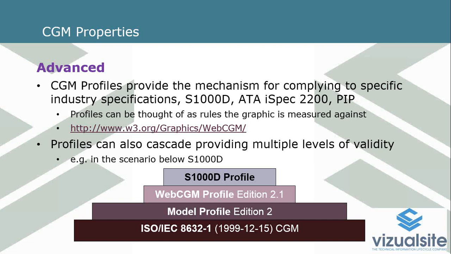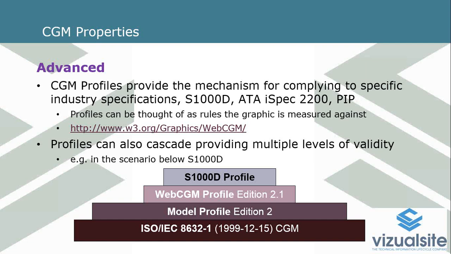So the final section, CGM, is advanced, and I think it is an advanced format. The profiles themselves allow compliance to industry specifications, which I would consider an advanced concept. If you think of the profiles as rules that the graphic could be measured against, we can then validate them against these different specifications, which is quite a powerful thing to be able to do if you want to have a consistent archive of files.